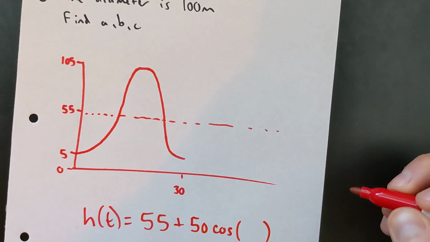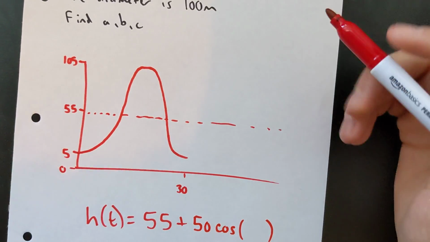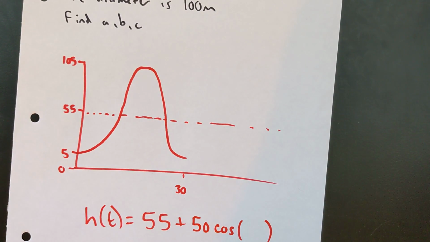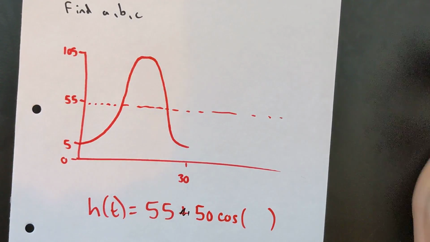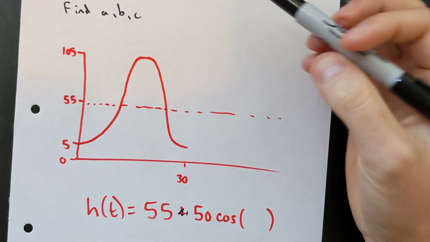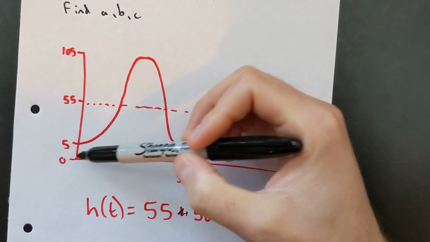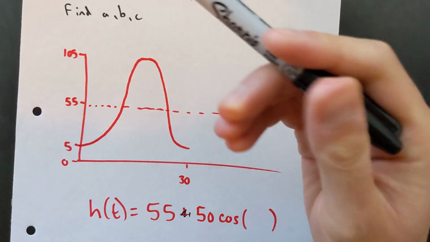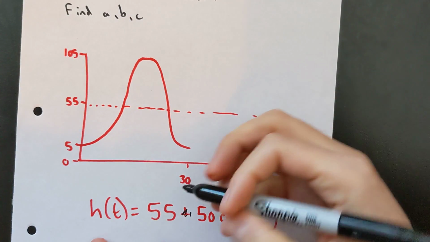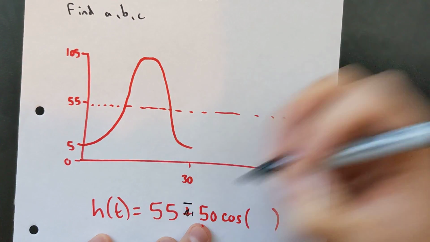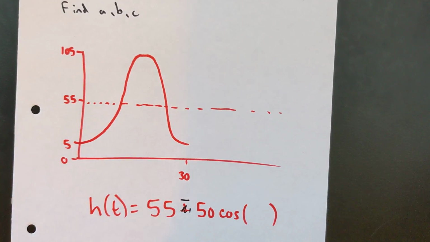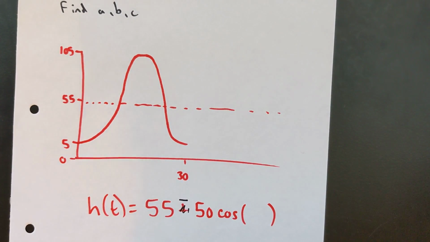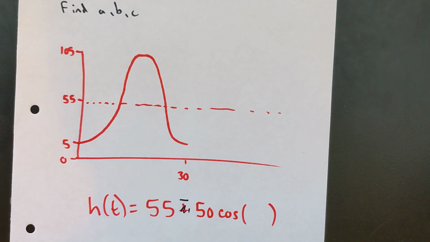Now, oh, wait a second, I've made a mistake. Hopefully you noticed that mistake before I did. This isn't a normal cos graph, is it? Because here I start by going upwards instead of going downwards. So I've actually flipped my cos graph. So that 50 is correct, but it's going to have to be negative 50 because the cos graph has been flipped around.